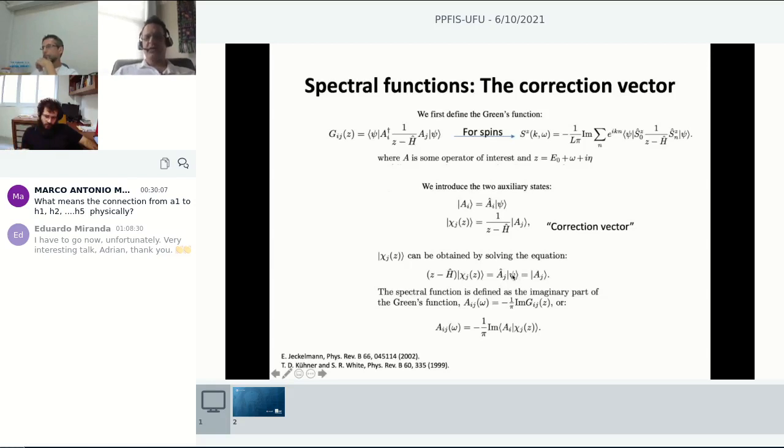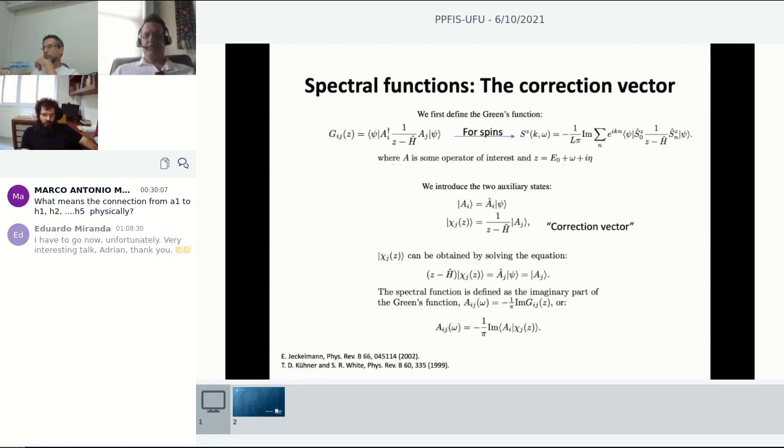But now I need to get this chi. And to get this chi, I need to solve this system of equations where my matrix of coefficients is given by the Hamiltonian, frequency, and ground state energy, etc. So this is what we need to solve. And if we are able to solve this and obtain these states, all I need to do is calculate the overlap between these two states, and I get the spectral function, which is in reality the imaginary part of G.